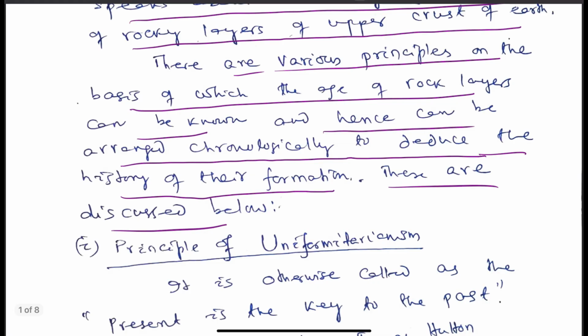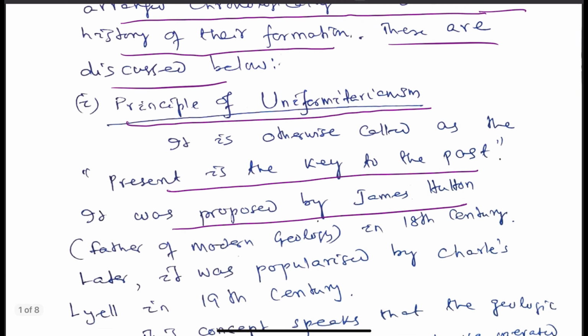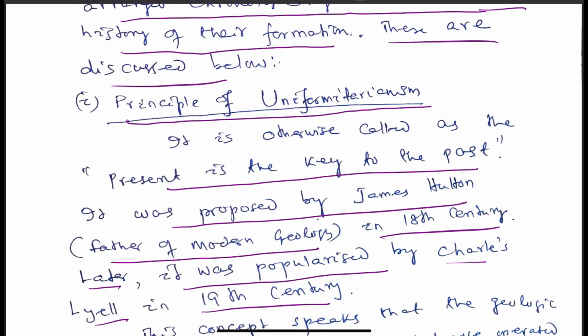So first is the principle of uniformitarianism, or it is otherwise called "the present is the key to the past." It was first proposed by James Hutton in the 18th century, who is called the father of modern geology or father of stratigraphy. Later, it was popularized by Charles Lyell in the 19th century.